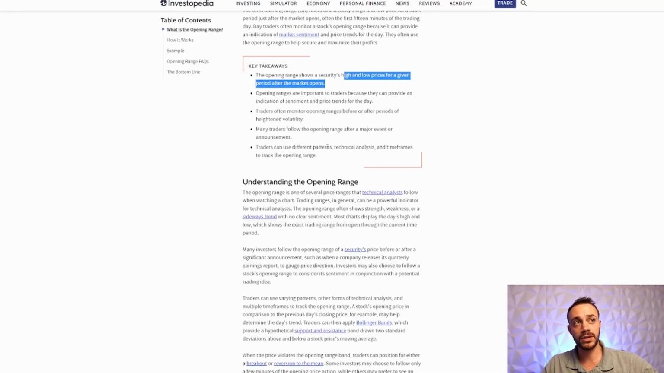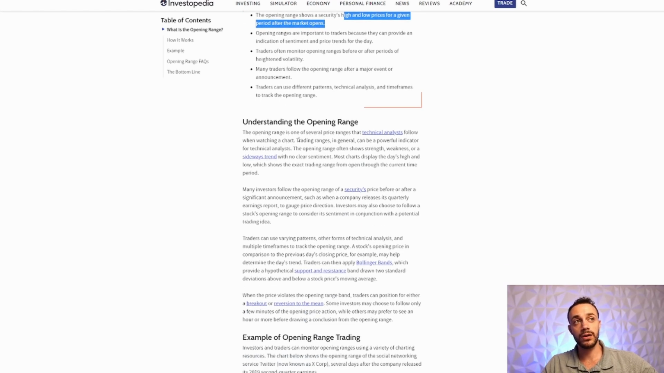And traders can use different patterns, technical analysis, and time frames to track the range. All right, we're using the daily range every single Monday, but we're going to be using a lot of supply and demand, support and resistance, and some other tools that I'll be showing you in order to figure out which direction we actually want to trade the Monday range in.